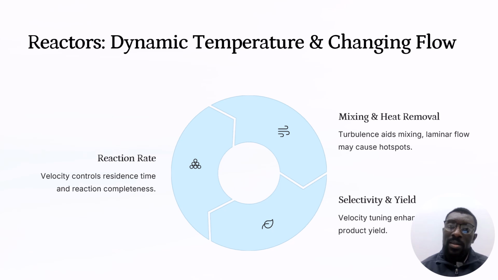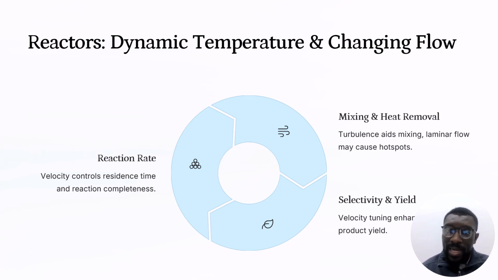So why do we worry so much about the dynamics of the temperature and changing flow in a reactor? Well, because we want to look at the reaction rate, because the velocity controls the residence time and the reaction completeness. If we don't control the velocity, or at least don't know how to monitor it, it can lead to accidents and explosion. So we don't want that.